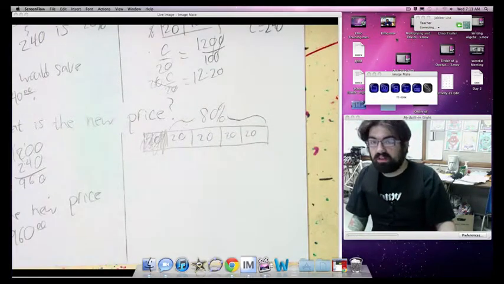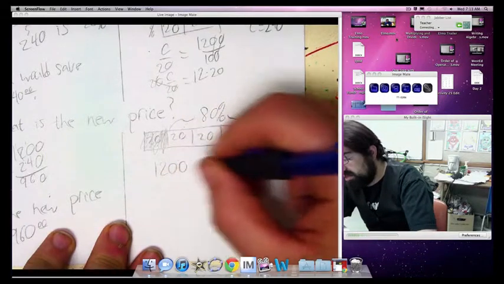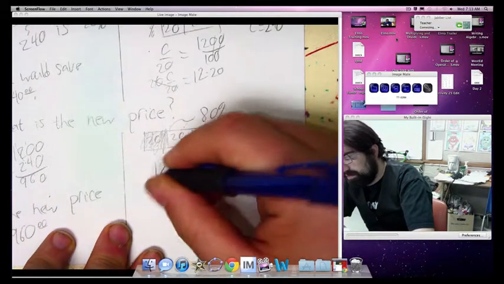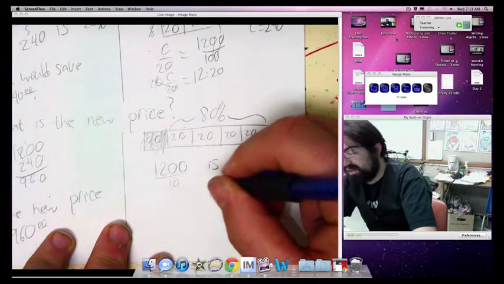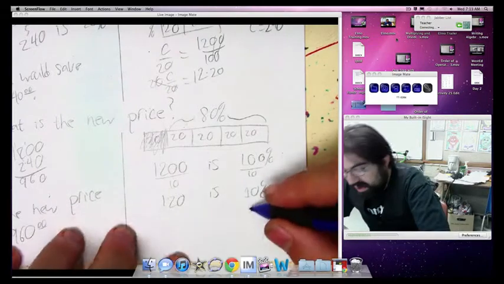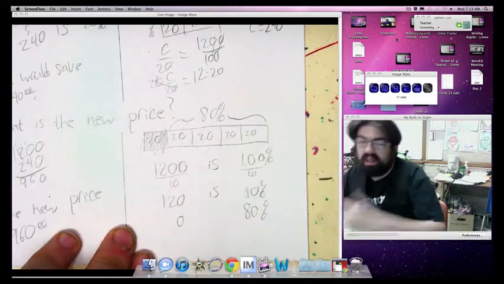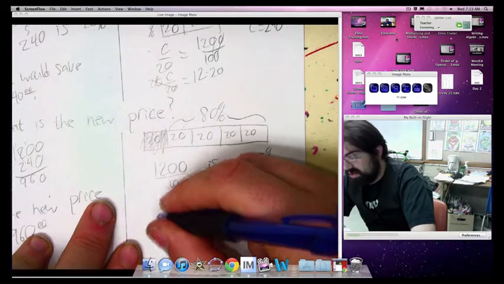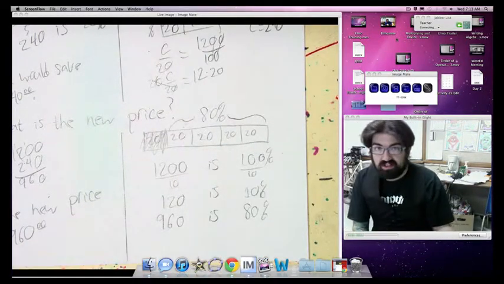Cool. So all I really need to know is, well, this is 100. If I divide it by 10, I'm going to get 10%, because I can't turn it into 80 directly. So I move the decimal over and get 120. Now I want 80, so I'm going to multiply it by 8. 8 times 2 is 16. 8 times 1 is 8, plus 1, 9. So, hey look, 80% is $960 also.